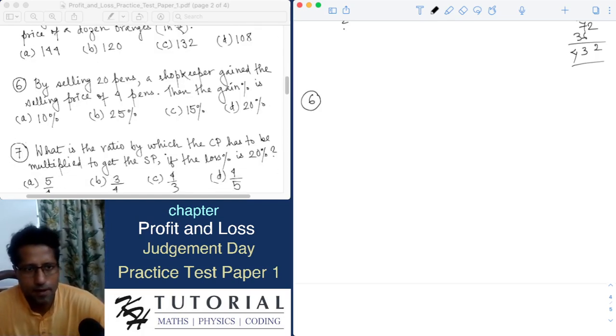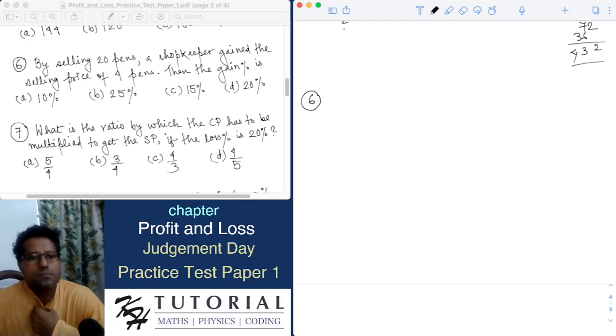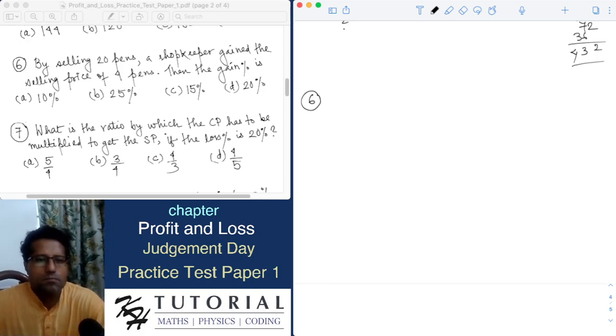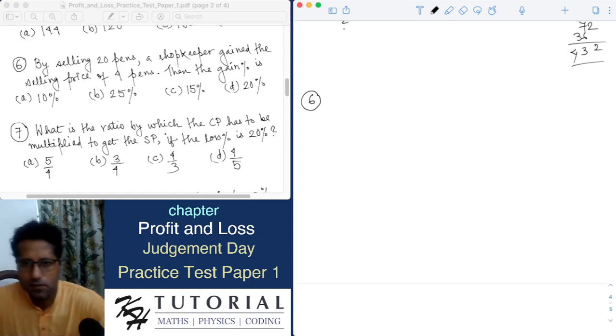Problem number 6 says that by selling 20 pens, a shopkeeper gained the selling price of 4 pens. Then find the gain percentage. So it is talking about selling price.